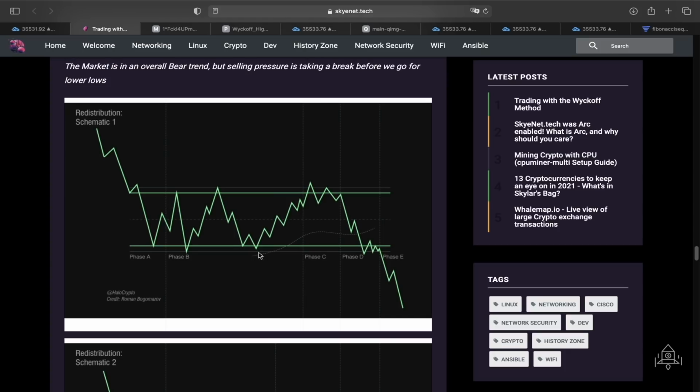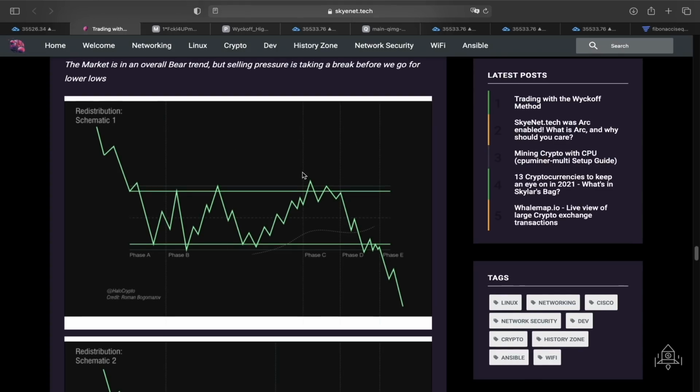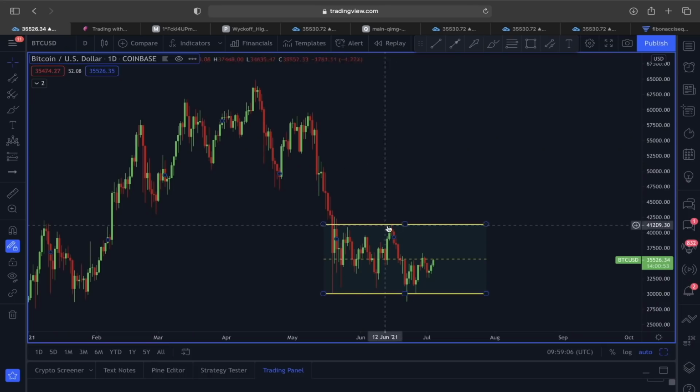You can see a redistribution phase. Unless the upper line is broken, we are not calling this an accumulation phase. So as long as the price stays between this resistance line to the upside from 41,000 and support line to the downside from 30,000, we cannot call this a distribution phase or an accumulation phase playing out for Bitcoin. So let's wait and see what the price of Bitcoin is going to do in between these price ranges.